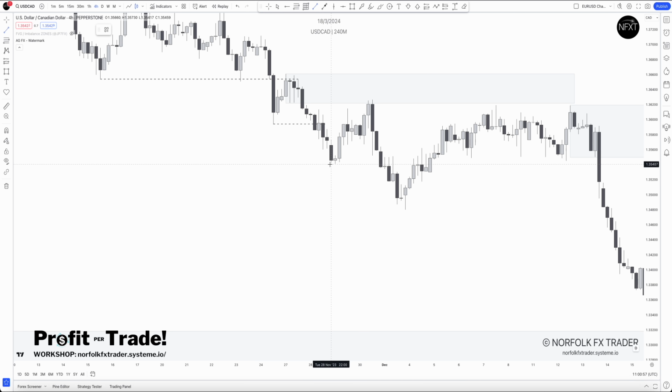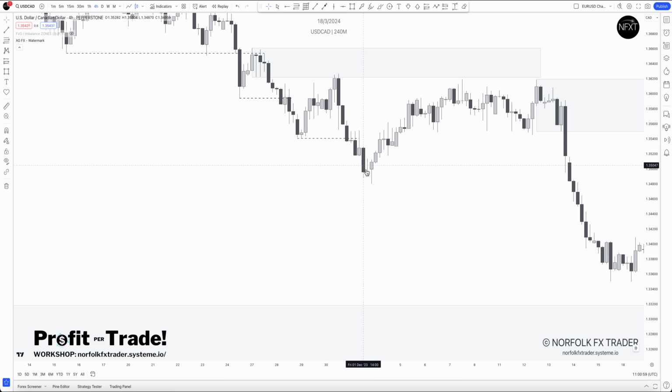And again, we then have another break of structure to the downside, leaving a new area of supply. This will be our last buy to sell move. We can drag that across. Let's bring this one back. Okay, so you can see the market pushes down.